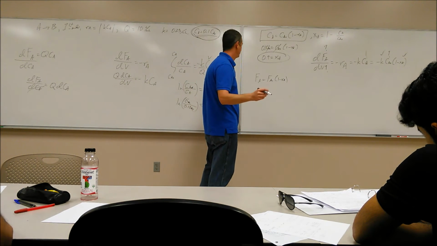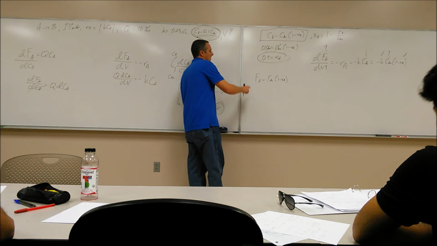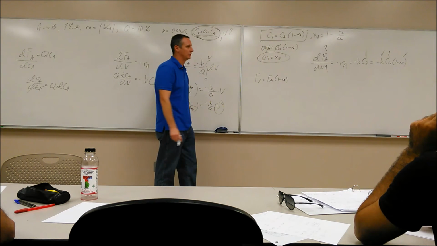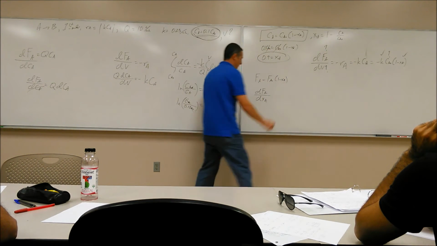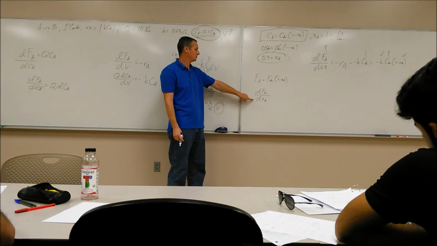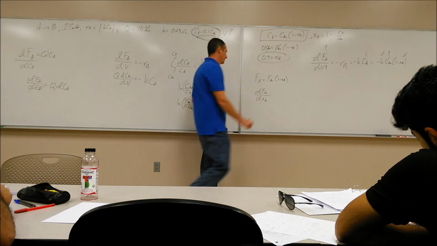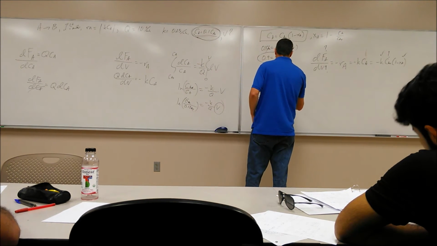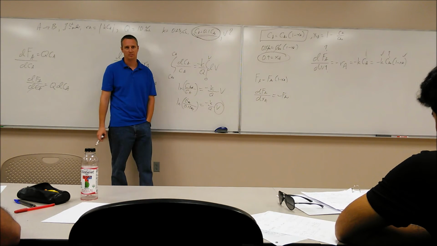Let's expand this now. Need to do the change of variable. We need to change from dFA to dXA. Whatever variable you're going to change it to, just divide by that variable. Take your equation, take the derivative. Equals minus FA naught. We just did that a little while ago. So you get minus FA naught.